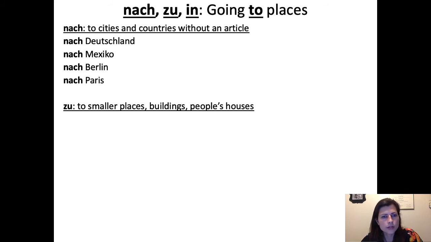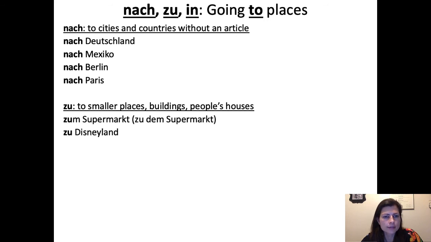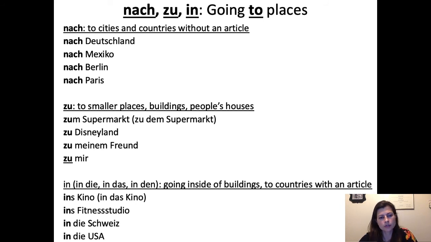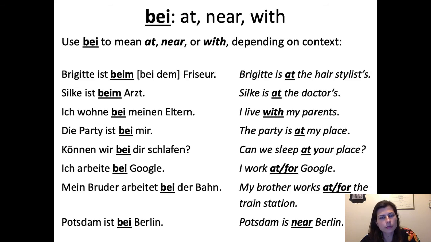But then zu is when you're going to smaller places, buildings, people, houses. Zum Supermarkt, zu Disneyland, zu meinem Freund, zu mir. But you use in when you go inside of buildings or you're going to countries that use an article. Ins Kino, ins Fitnessstudio, in die Schweiz, in die USA. So I go to the US, I go to Switzerland, I go to the gym. Yeah. So it's a little tricky thing about translating that.